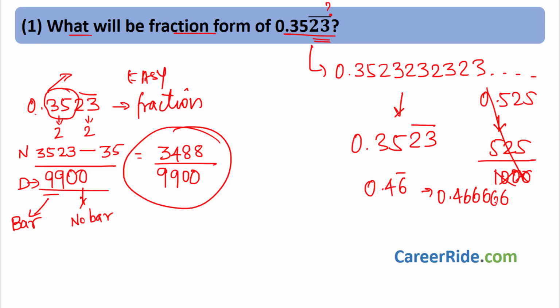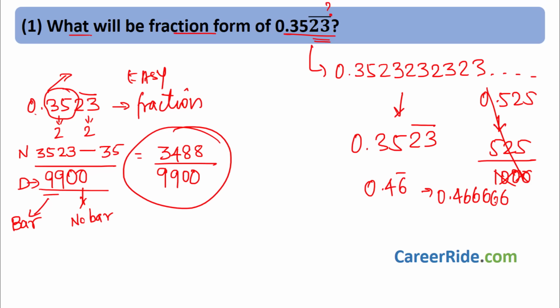See how easy it is. Let us take another example: 0.25 with a bar over both digits. It actually means 0.25, 25, 25 and so on. Denominator: how many digits are there below the bar? 2. So there will be 2 nines. How many digits are there without a bar? There are no digits, so no zeros will come over here. What will be the numerator? 25 minus the digits which do not have a bar upon their head after the decimal point. There are no such digits. So the answer will be 25 upon 99. See how easy it is.